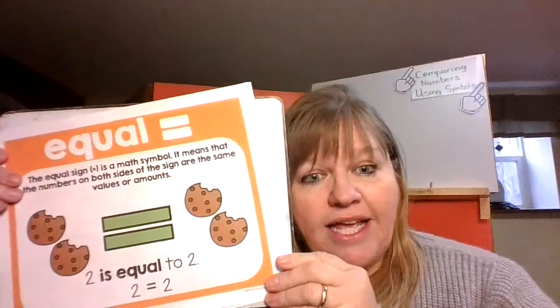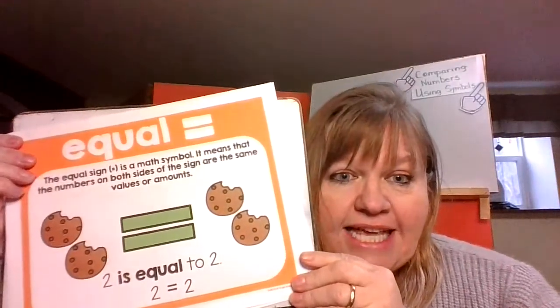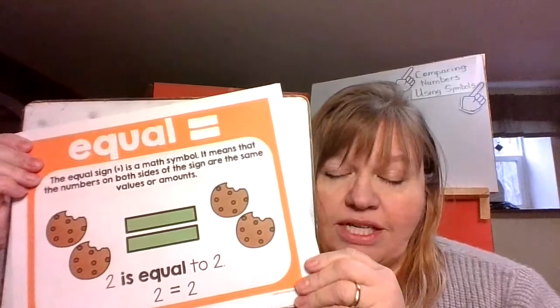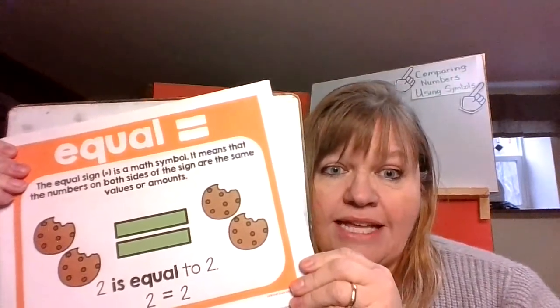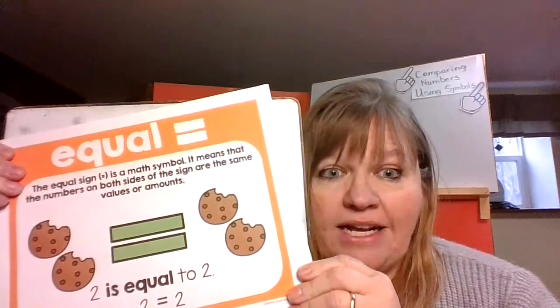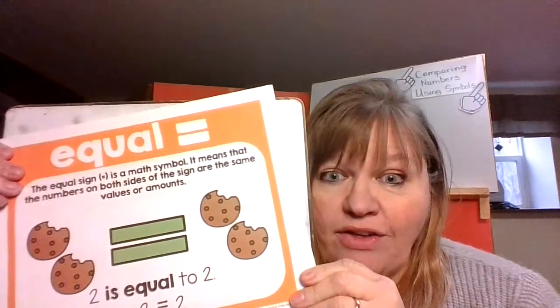So we're going to start with a symbol that we know that we use all the time. And that symbol is this one. The equal sign. We use equal all the time in adding and subtracting. And in this case, it says that 2 is equal to 2. Well, that makes sense. 2 cookies is equal to 2 cookies. The equal sign is a math symbol. It means that the numbers on both sides of the sign are the same values or amounts.